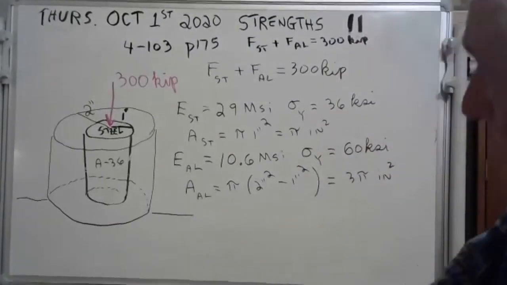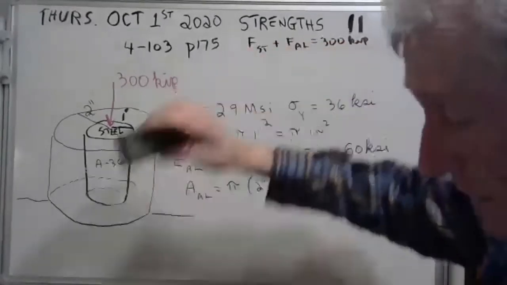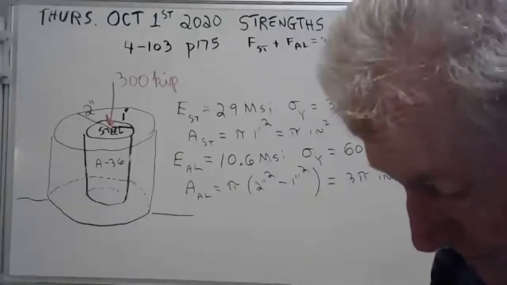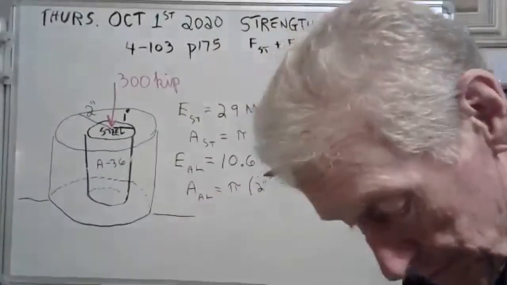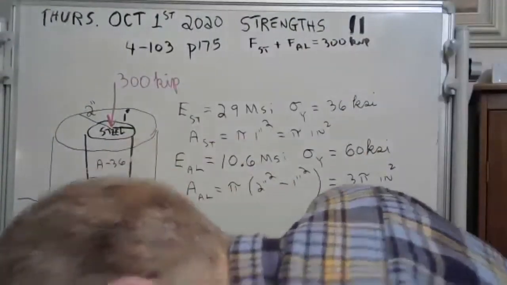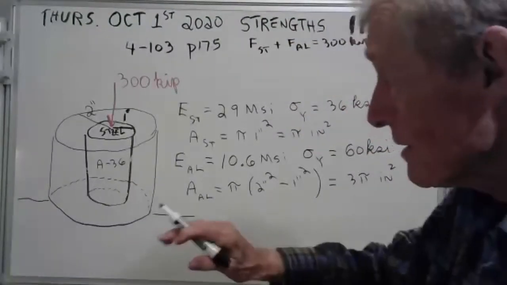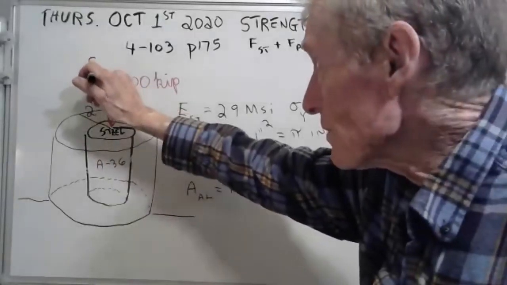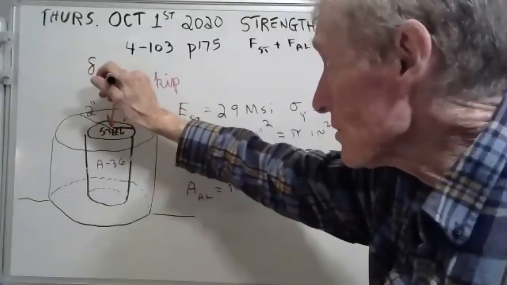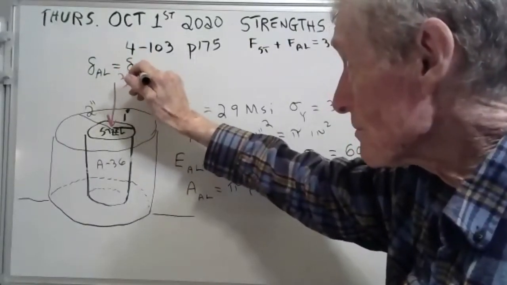Well, I've got some room now. I think I could probably put it in this space right here. We're going to write the compatibility equation. And again, it's just the deformation of the aluminum is going to have to equal the deformation of the steel.